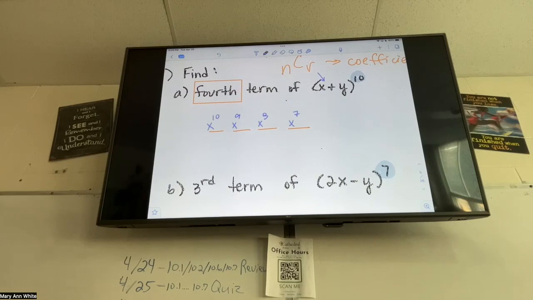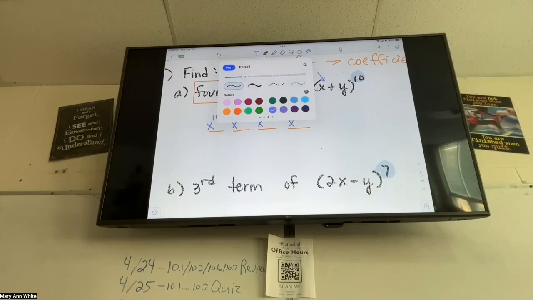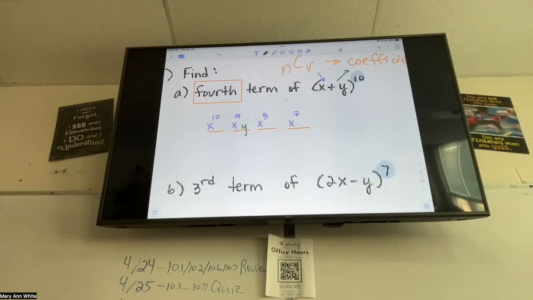Okay. Let's do our y while we're here. Our y is increasing as we go across the page. There's no y in the first term, so we've got y to the first in the second term, y squared in the third, and then y to the third in this fourth term that we want.